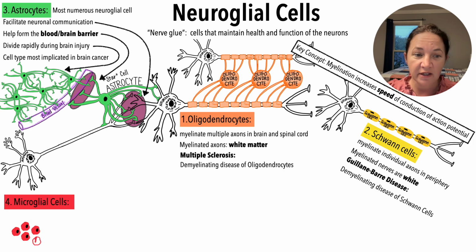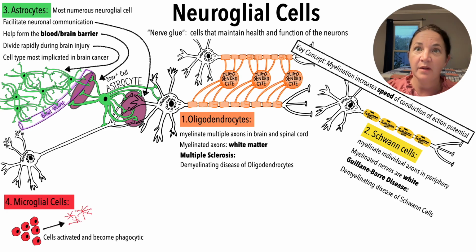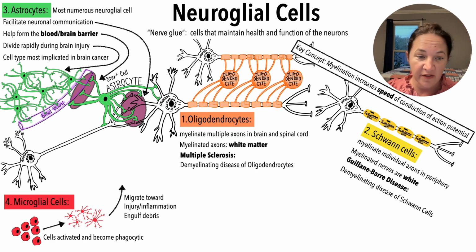Next are the microglial cells. These are named for small glue. They're the tiniest of all of the neuroglial cells, and their job is to act like the immune cells of the brain. When they get activated, they become phagocytic, meaning they can engulf debris. And when there is an injury, they're going to migrate toward it. So you're going to find them concentrated in areas of the brain that are experiencing injury or inflammation. So here I'm drawing that they are concentrating maybe in an area where there's been inflammation or damage.